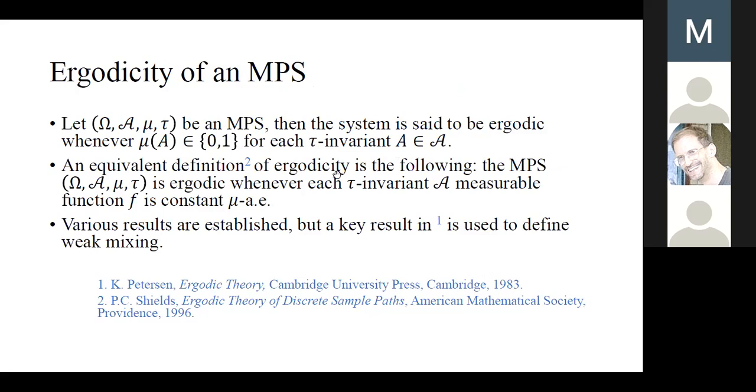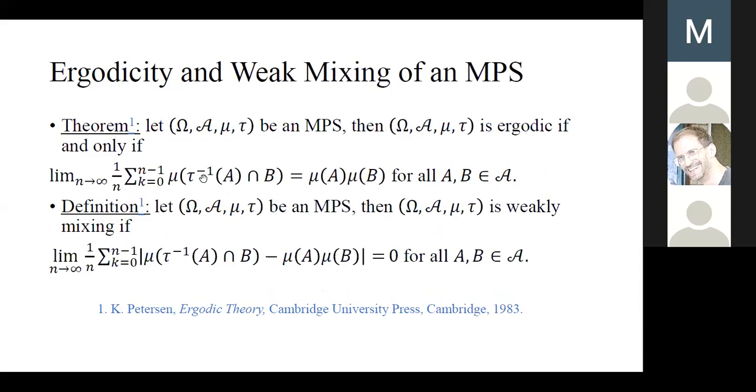We get an equivalent definition of ergodicity from the Shields reference: the measure preserving system (Omega, A, mu, tau) is ergodic whenever each tau invariant A-measurable function f is constant almost everywhere. There are more results established, but I wish to present two, which will be used when we do the generalization.